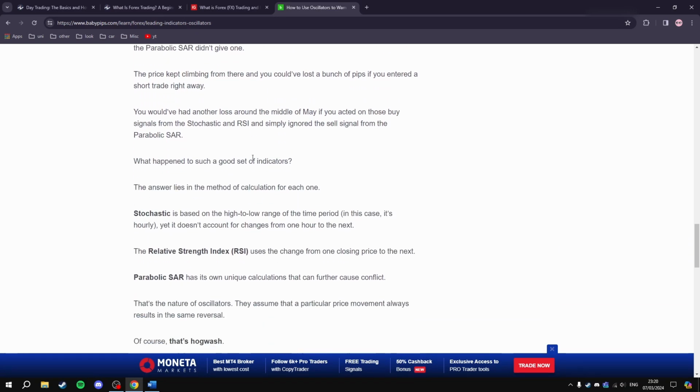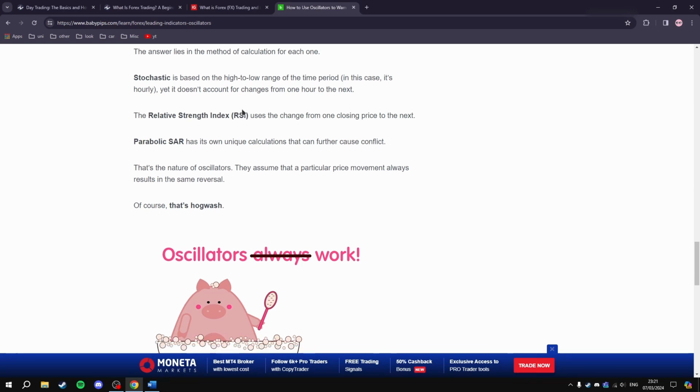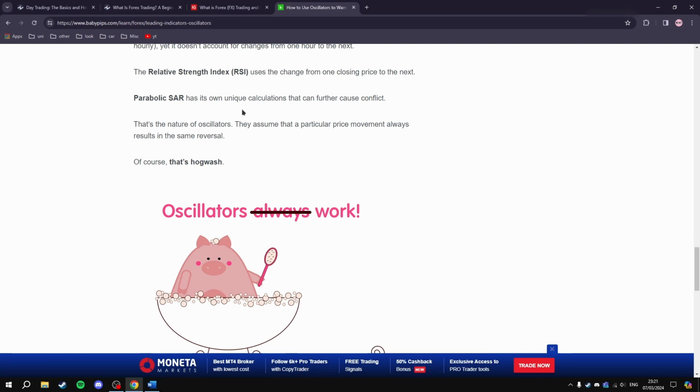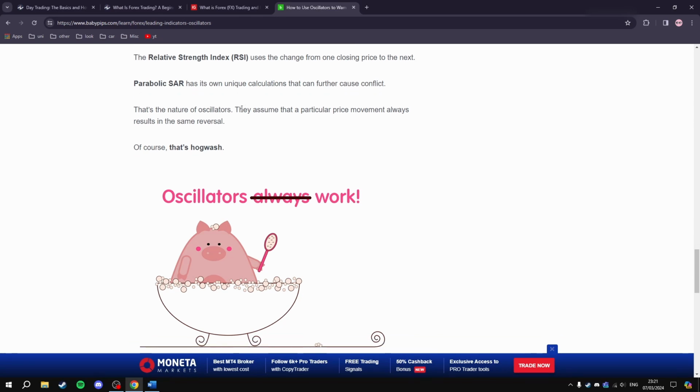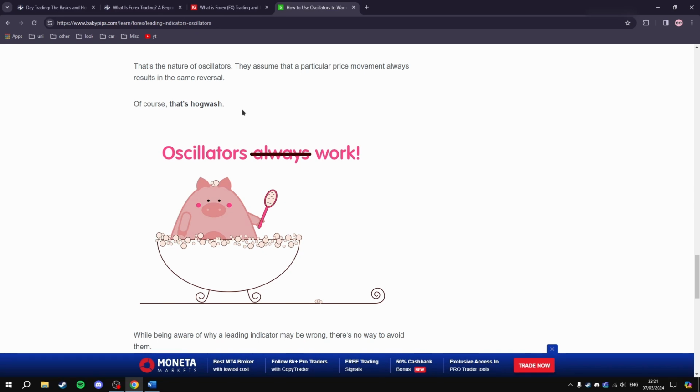The answer lies in the method of calculation for each one. Stochastic is based on a high-low range of the time period. In this case it's hourly, yet it doesn't account for the changes from 1 hour to the next. The relative strength index uses the change from one closing price to the next. Parabolic SAR has its own unique calculations that can further cause conflicts. That's the nature of oscillators. They assume that a particular price movement always results in the same reversal.